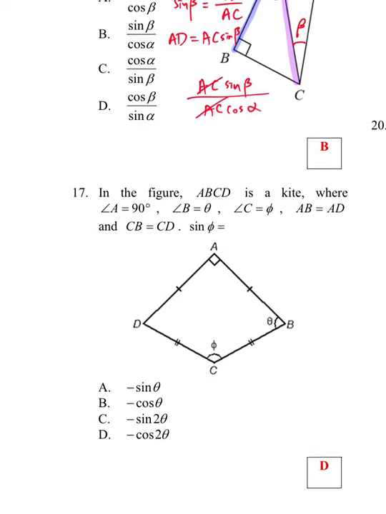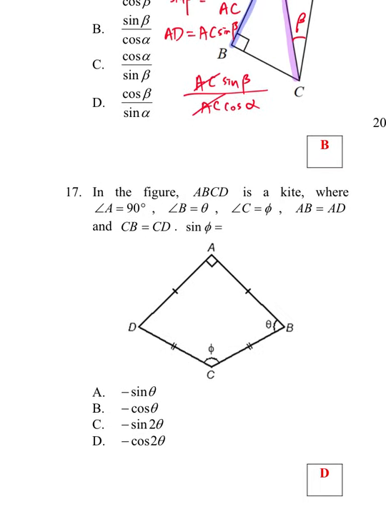Question 17. One of the major points here is that we know the opposite angles within the kite will be the same, also theta. This can be proved by drawing a line connecting AC. The triangle on the left-hand side will be congruent to the triangle on the right-hand side, since AC is the common side. Basically, this is the result of SSS.